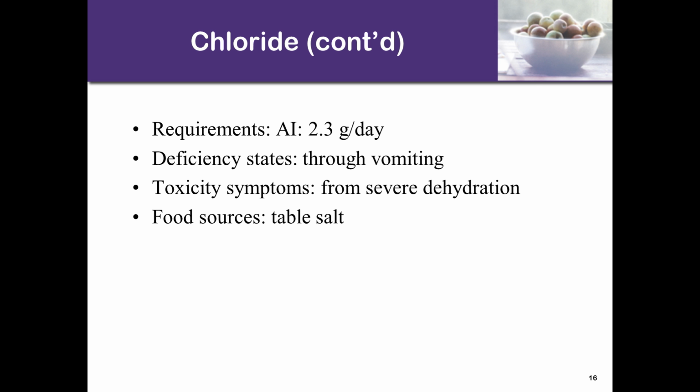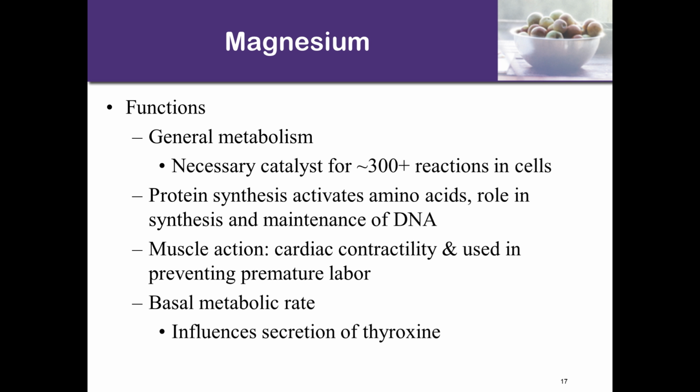So table salt is the source of two types of mineral. First is sodium and next one is chloride. The requirement of chloride is 2.3 gram per day. If deficiency occurs, vomiting will occur, and the toxicity symptom is severe dehydration. And the food source is table salt.